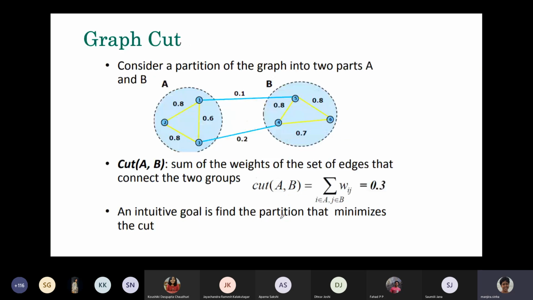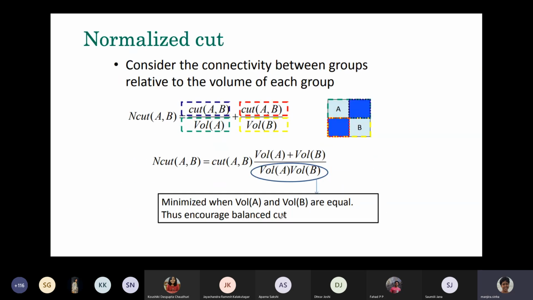Understood till now, the graph cut and the normalized cut? Please let me know if you have any questions.